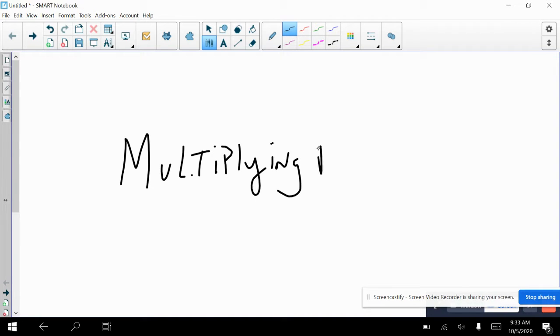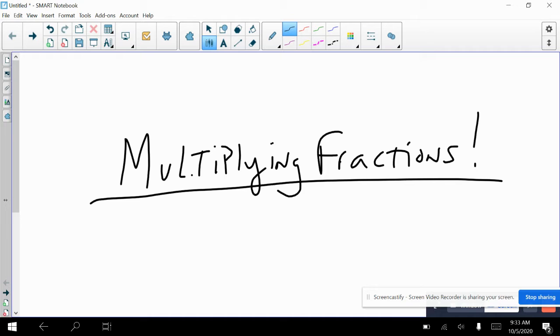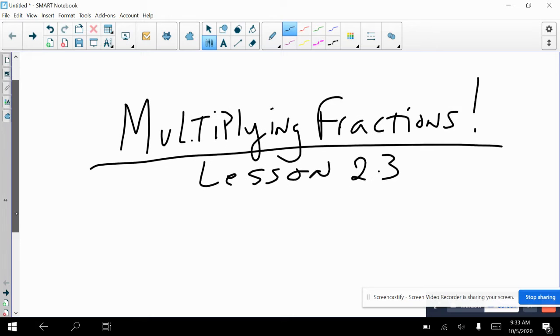Multiplying fractions. This is lesson 2-3.